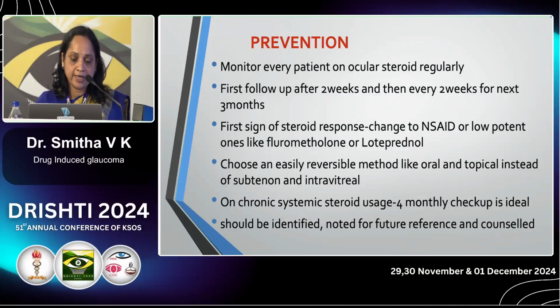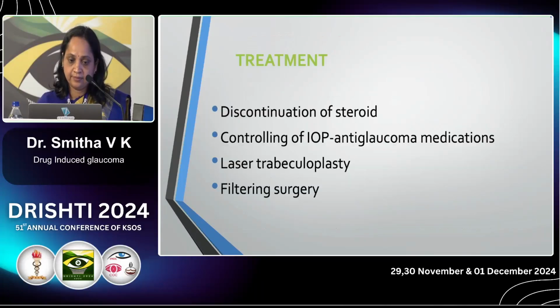At the first sign of steroid response, change to NSAID or low potent steroids like fluorometholone or loteprednol. Choose an easily reversible method like oral and topical instead of subtenon and intravitreal. On chronic systemic steroid usage, 4 monthly checkup is needed. So treatment is discontinuation of steroids and control of IOP with anti-glaucoma medications. If not controlled, you can try laser trabeculoplasty and filtering surgery.